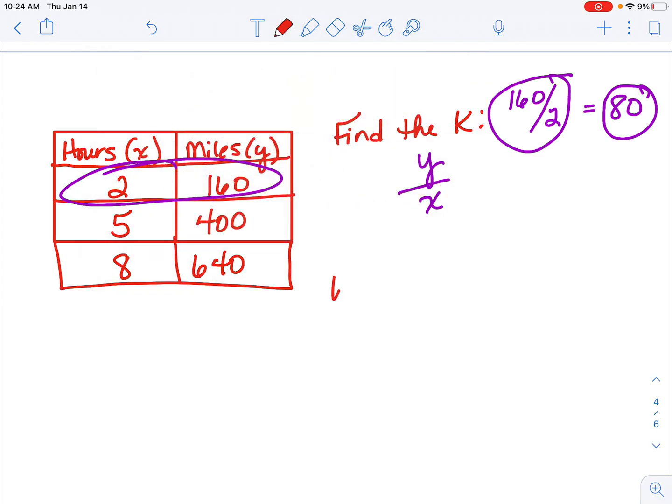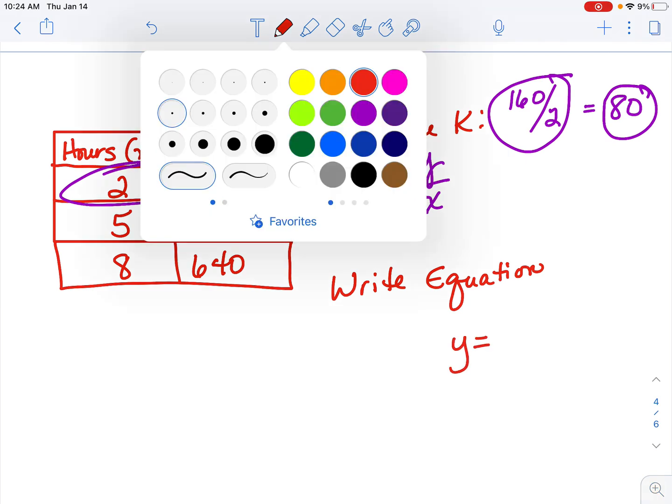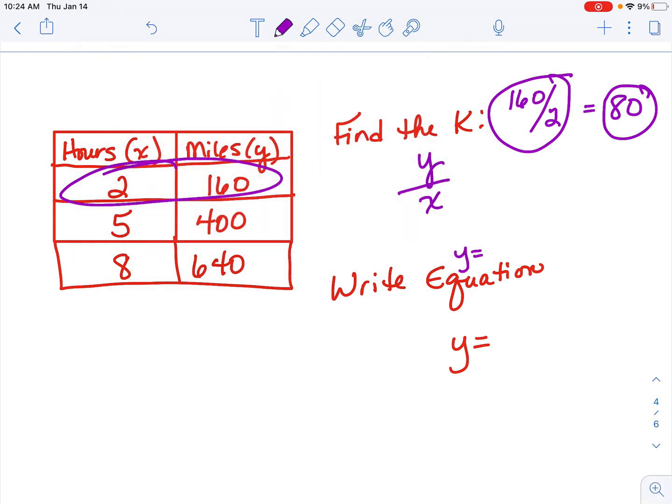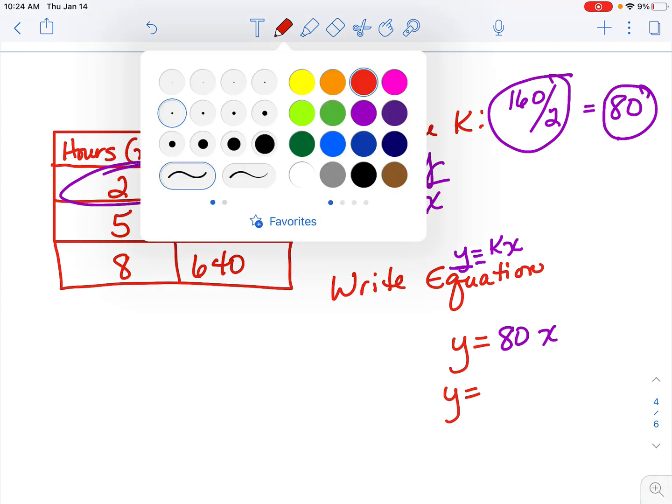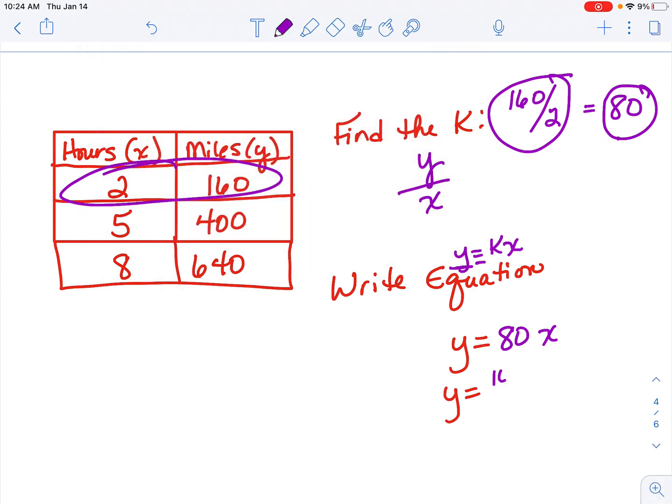Then it says write the equation. And I've already got a y equals. So remember, the equation is y equals kx. So you already got the y equals. We know the k is 80 from up here. And then you just put an x. Or you could do y equals 160 over 2x. Either one of those are correct answers.